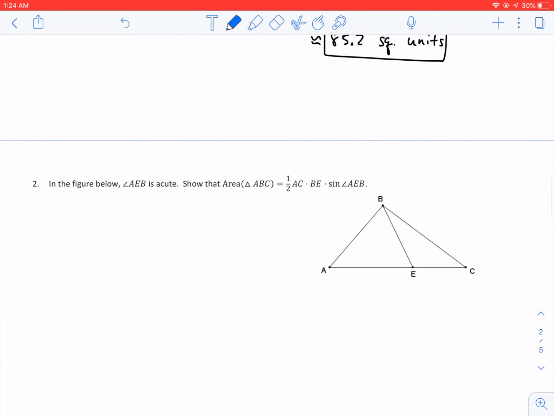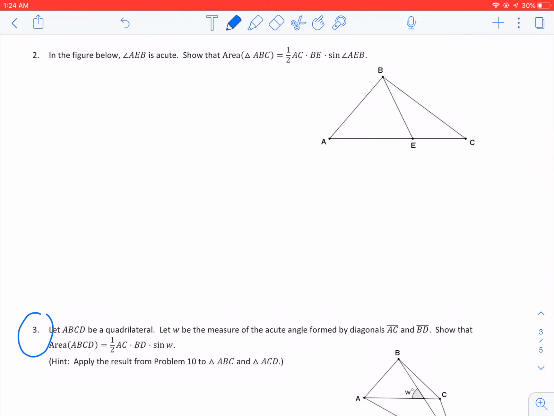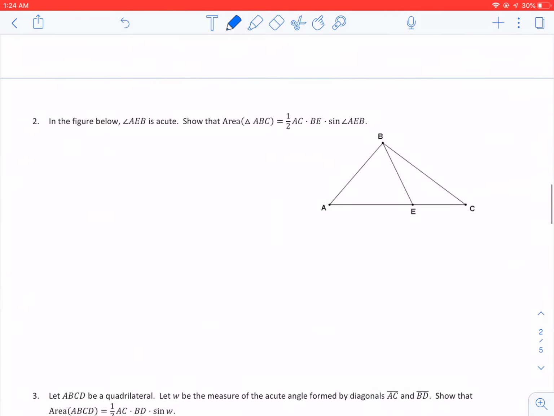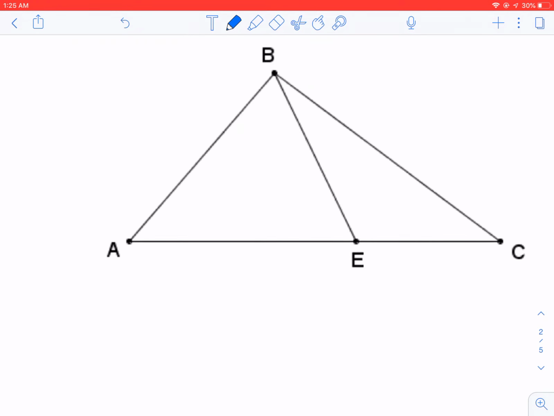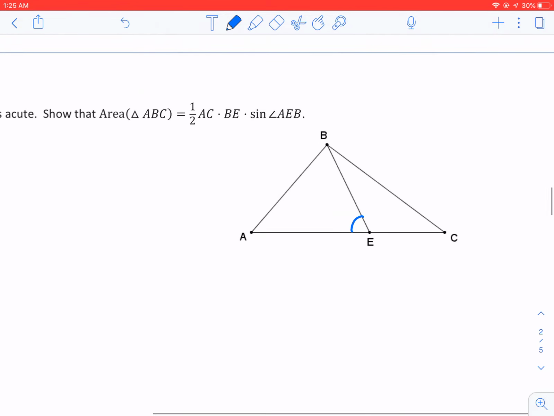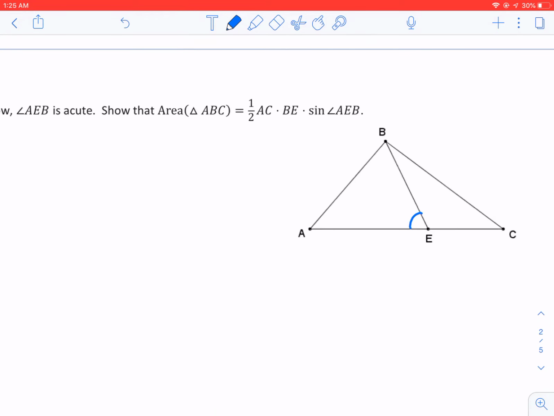But here are the two best questions. Really number 3. Number 2 is the setup to get to number 3. But number 2, in the figure below, angle AEB is acute. You've got this acute angle here. Show that the area of triangle ABC equals 1/2 AC times BE times sine of AEB.